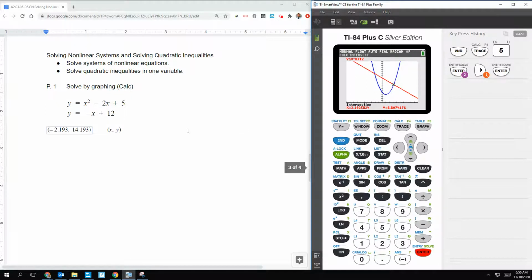And so the other intersection point says that for the x value, it is 3.193. And for the y value, it is 8.807. And those are the two intersections for the given parabola and the given linear function.